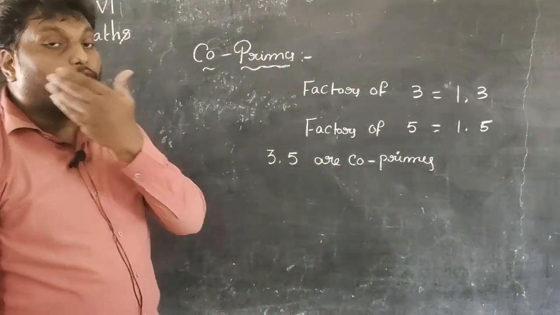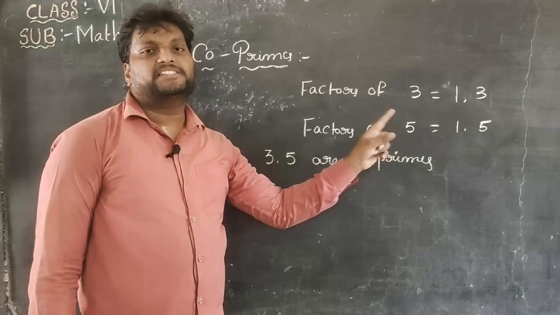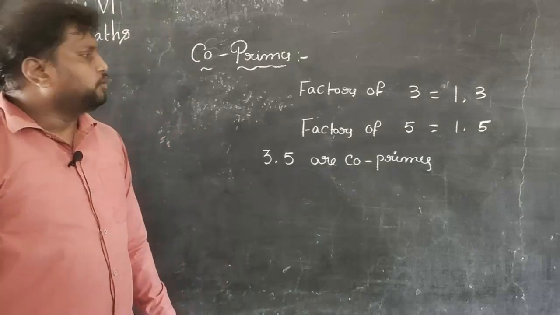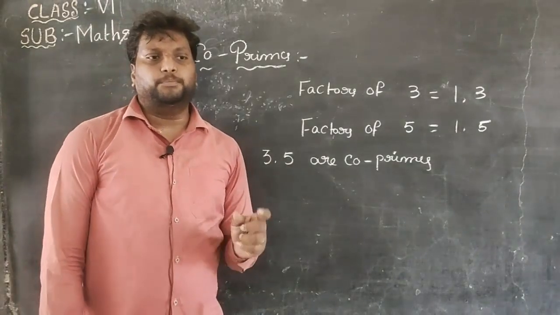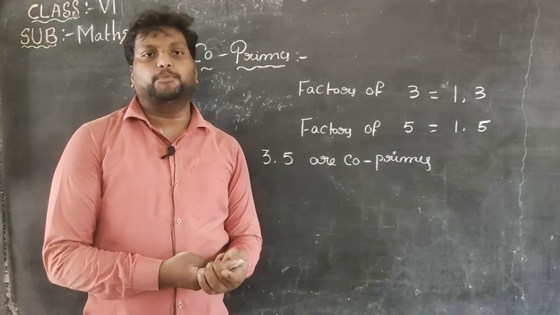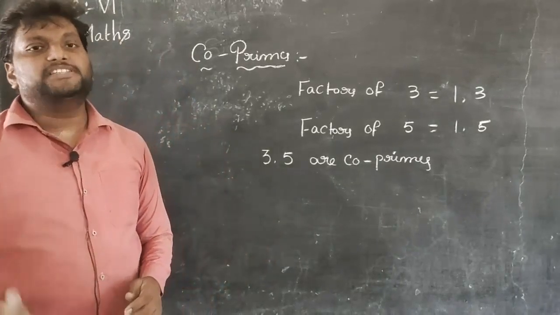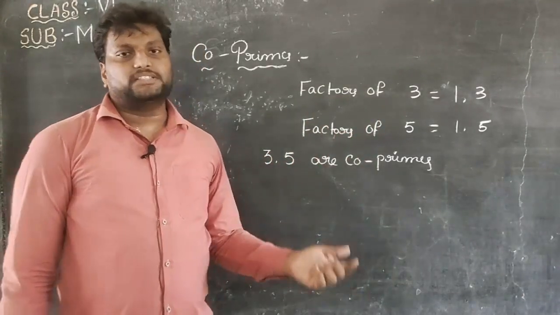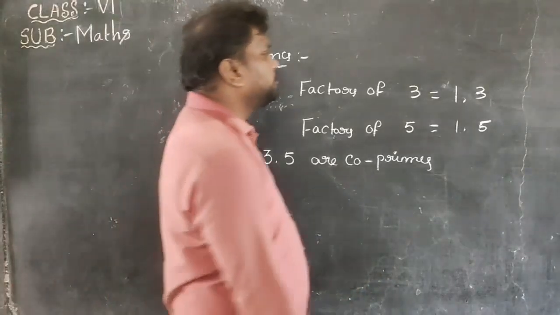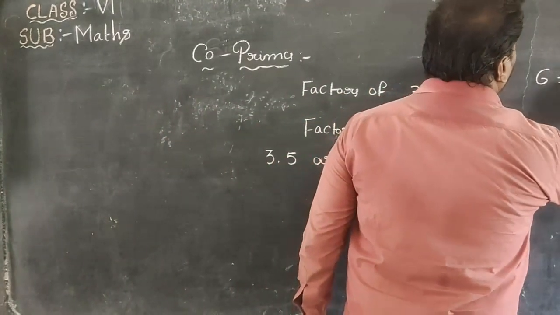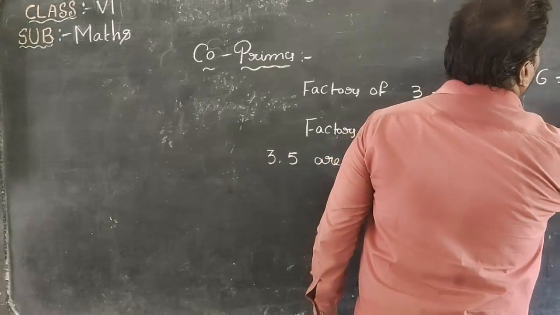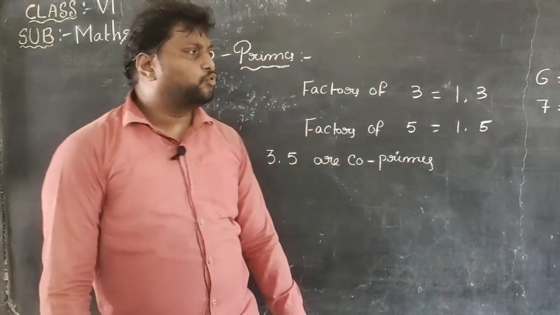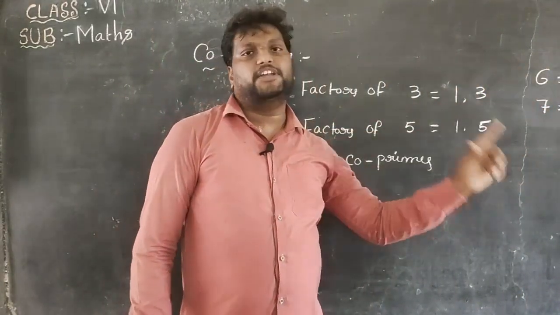3 and 5 are co-primes. Why? Because these two numbers have only one common factor, which is 1. Not only that, for example, take 7 and the next number 8, or the number before, 6: then 7 and 8 are co-primes, and 6 and 7 also are co-primes. Why? Because the factors of 6 are 1, 2, 3, 6, the factors of 7 are 1, 7, and the common factor is only 1. That's why 6 and 7 are co-primes.